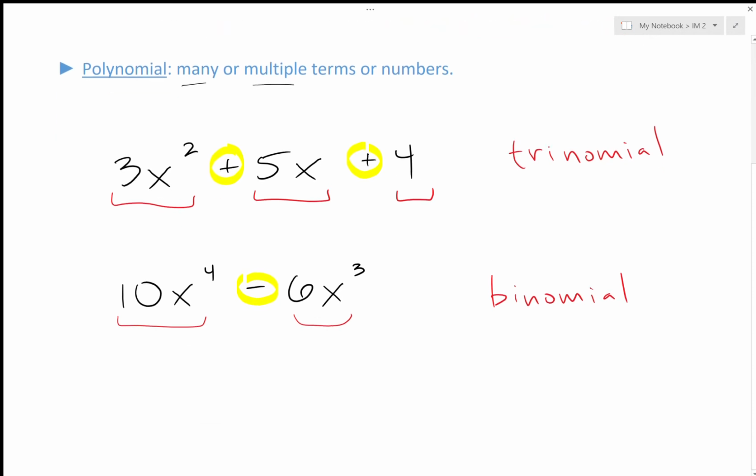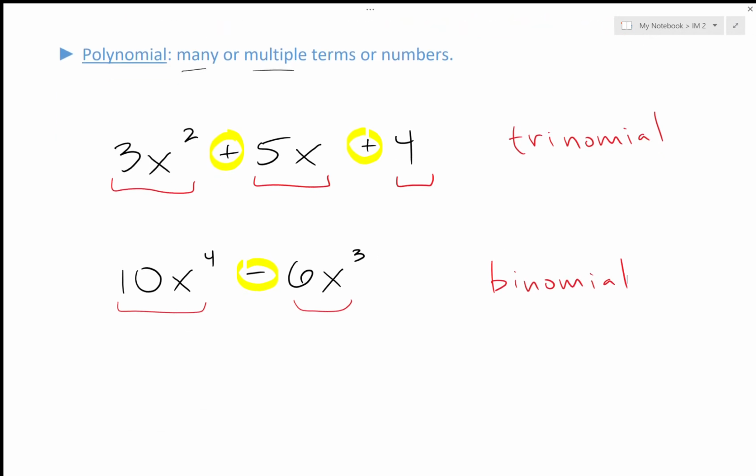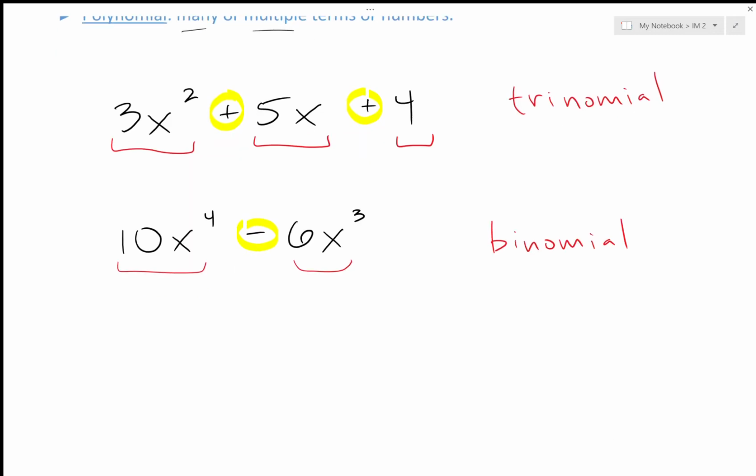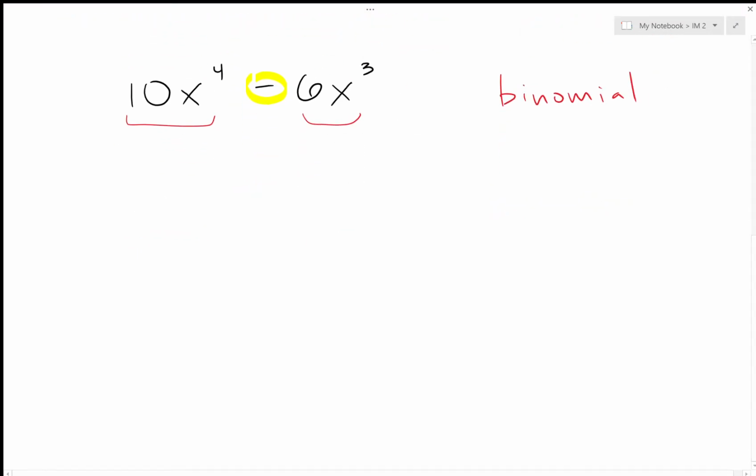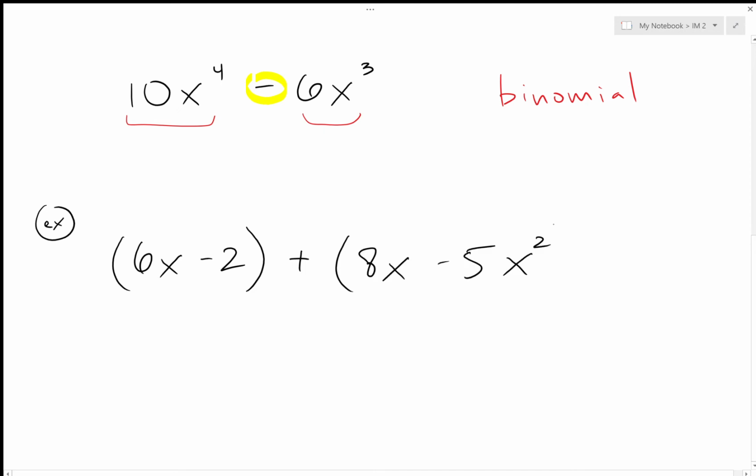All right. Now, if there's only one term, it wouldn't be a polynomial because poly means many. One term would be a monomial, just being one term. So what we're going to do is piece together these polynomials using different operations, adding, subtracting, and multiplying. So for example, let's say they gave us 6x minus 2 plus 8x minus 5x squared.